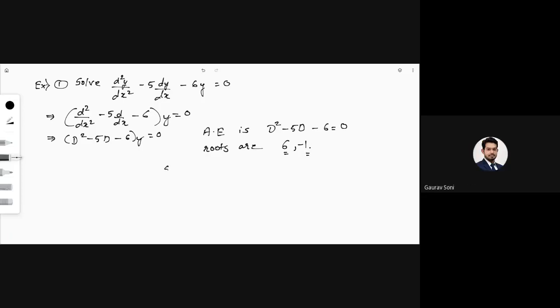So yc is c1 e to the power 6x plus c2 e to the power minus x. Okay. Next example.